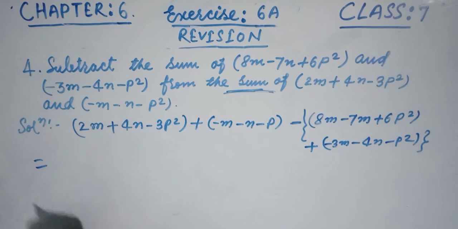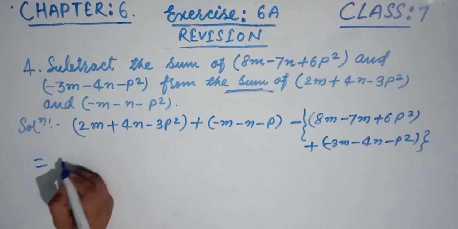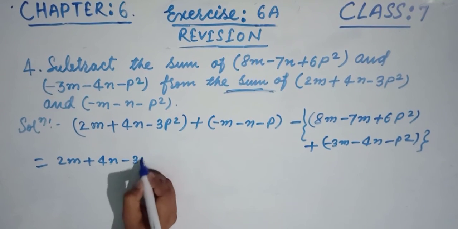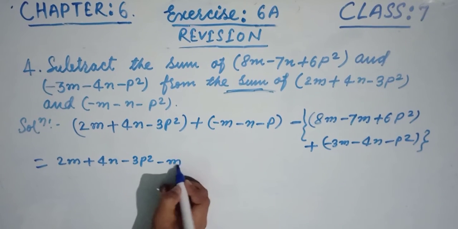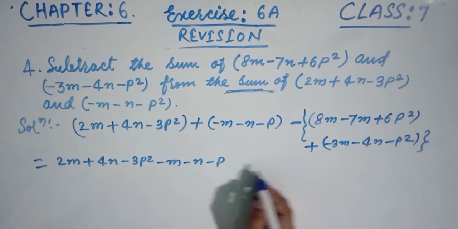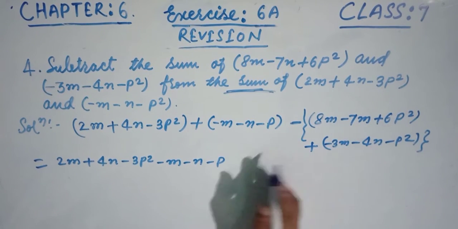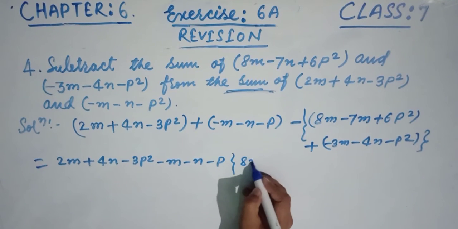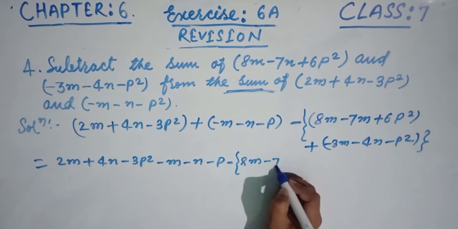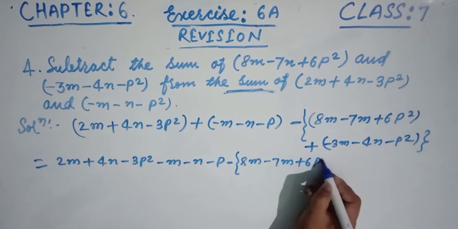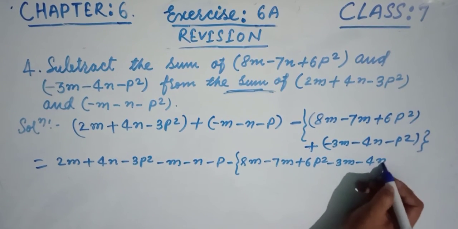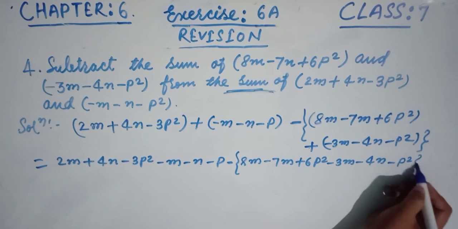Now see friends, first remove the bracket. 2m as it is, plus 4n as it is, minus 3p square as it is. Plus into minus minus m, friends, plus into minus minus n, plus into minus p, friends. Now see friends, first we have to remove the inside of the curly brackets. Okay, now this is 8m, friends. Here is the minus, the curly bracket, 8m as it is, minus 7n, friends, plus 6p square, friends, and remember plus into minus 3m, plus into minus 4n, and plus into minus p square, close with curly bracket.